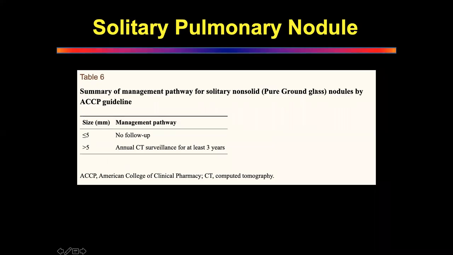The third slide is in a pure ground glass. So in a pure ground glass, less than 5 and more than 5. If it's less than 5, no follow-up. More than 5, annual CT surveillance for 3 years. This is all that you need to know. Everything I discuss from here onwards is based on these 3 slides.